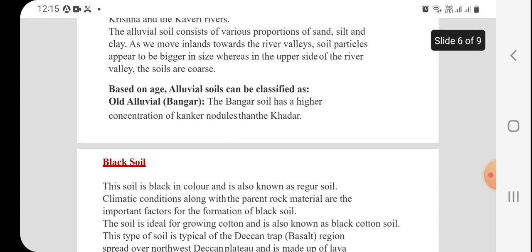Alluvial soils are now classified into 2 types. One is old soil and another is called young soil. So old soil is called Bangar, and new soil is called Kadar.